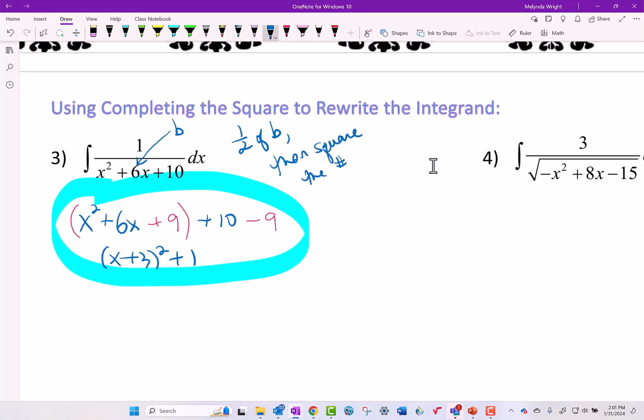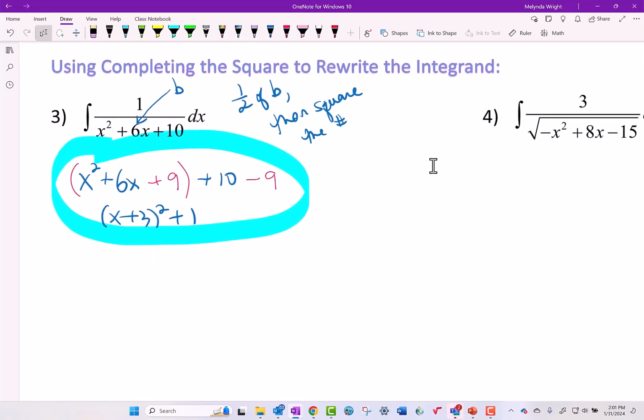So half of b, which is the number in front of x, then you square it. So half of 6 is 3, 3 squared is 9, and then I have to basically do the opposite. If I'm adding 9, I have to subtract 9. If I'm subtracting 9, I have to add 9. I have to net it out to 0. Okay?